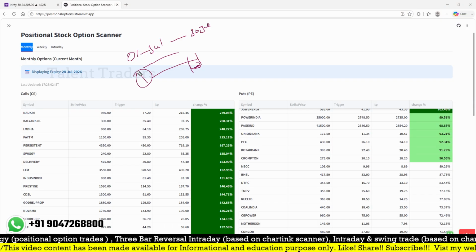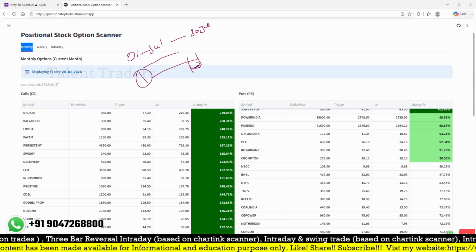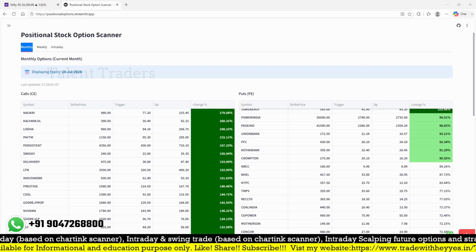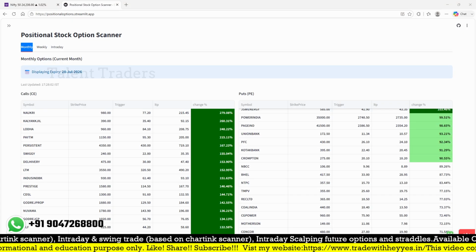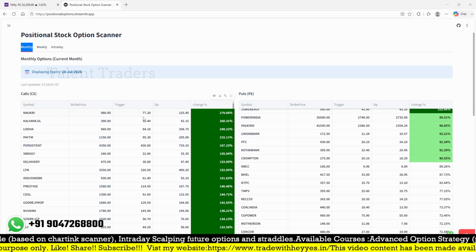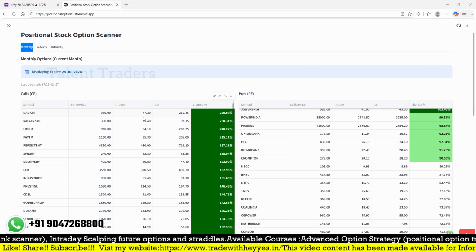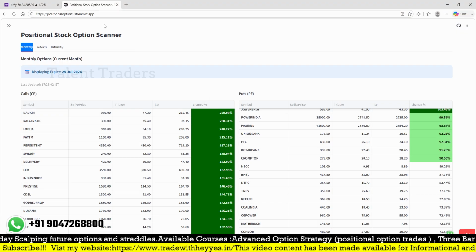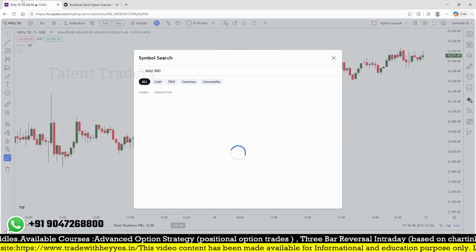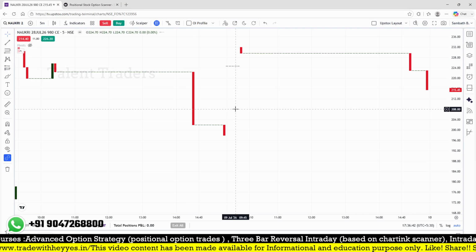So if you are tracking this scanner, you may be having some opportunity which can be easily found. So these top listed stocks can give you some opportunity. For example, let's look at Naukri, which is in the top 980. Let me check what is happening here when there is a trigger, whether it is valid or invalid.